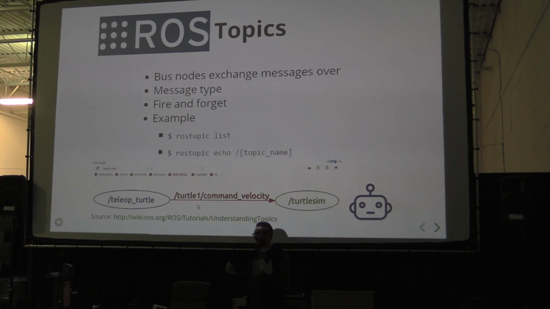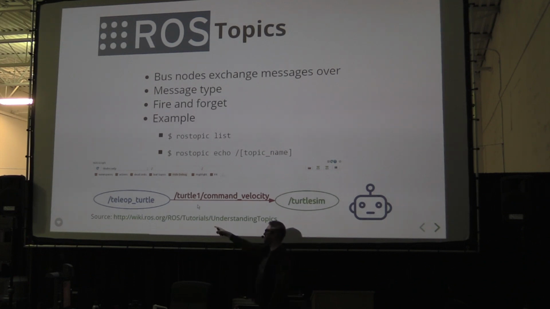There's this idea of topics. Topics are basically how you're communicating between two nodes. So it's the bus exchange. They have a very particular message type, which is basically defining what the object of the message that you're going to send is going to look like. And then the example is you can actually list all the topics, which is really helpful when you're trying to debug and you want to know what's actually going on. And then you can subscribe to them, echo. And what that's going to do is actually print out all the data that's coming back from this topic.